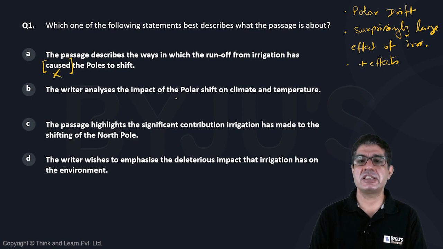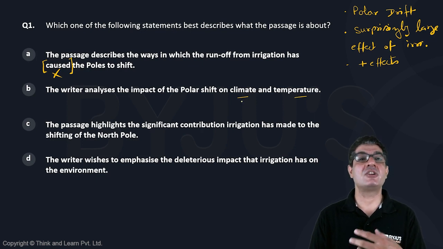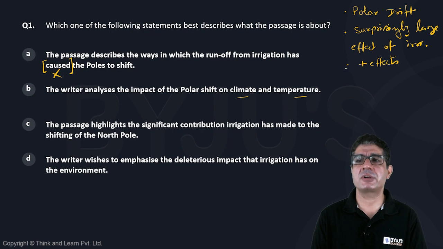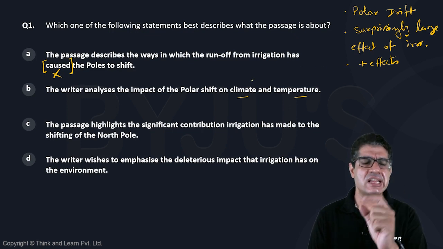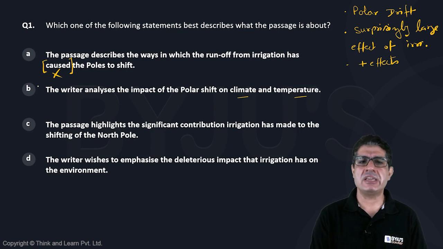B, the writer analyzes the impact of the polar shift on climate and temperature. Hey, come on, that has not even been talked about. We have talked about climate and temperature, but that was the effect of irrigation. There is the last paragraph that is devoted to it. So B is way far away. And then C, the passage highlights the significant contribution irrigation has made to the shifting of the North Pole. Yes, this covers the first 2 points, misses out on the third. Okay, D, the writer wishes to emphasize the deleterious impact that irrigation has on the environment. That's very narrow. That is only the last paragraph, just a few lines, and therefore even this can be eliminated.